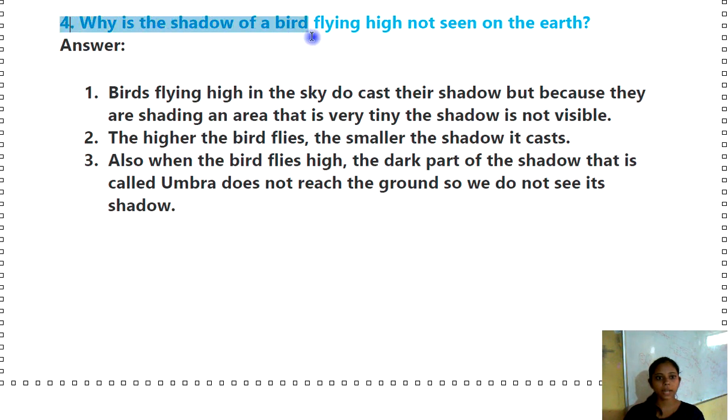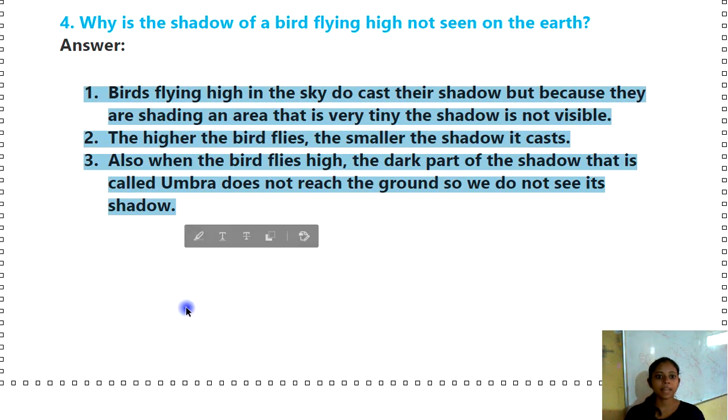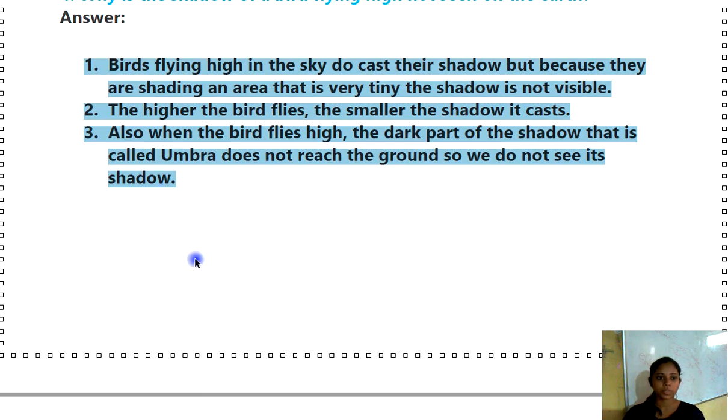4. What is a shadow? Why is the shadow of a bird flying high not seen on the earth? Answer, birds flying high in the sky do cast their shadow, but because they are shading an area that is very tiny, the shadow is not visible. The higher the bird flies, the smaller the shadow cast. Also, when the bird flies high, the dark part of the shadow, that is called umbra, does not reach the ground, so we do not see its shadow.